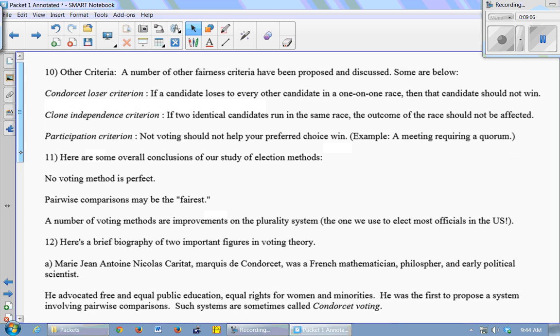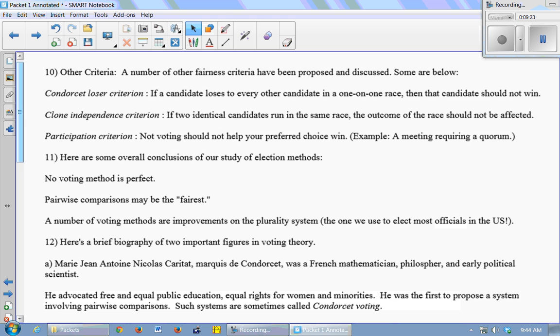So there are a number of other fairness criteria that have been proposed and discussed. We studied those four in depth. You're not going to be held responsible for these other ones, but just to give you an idea that there are other ways that we can measure the fairness of an election.